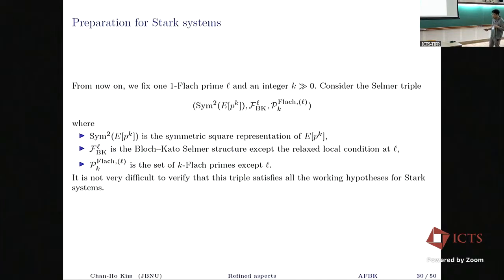Now we do some preparation for the Stark system. We first need to fix one Flach prime, L, and we will not change this. And consider the Selmer triple: the symmetric square representation, the L-relaxed Bloch-Kato Selmer structure, and all Flach primes except L. This triple satisfies all the working hypotheses for Stark systems. It is not that hard to verify them.